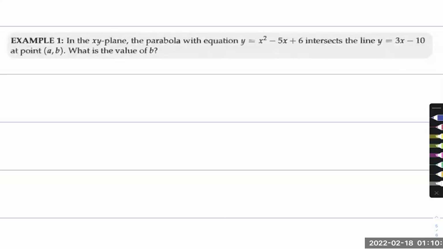Okay. So should I solve it? Or is it done? The answer is 2. B is equal to 2. Did you all get that? Yes. The rest of you.